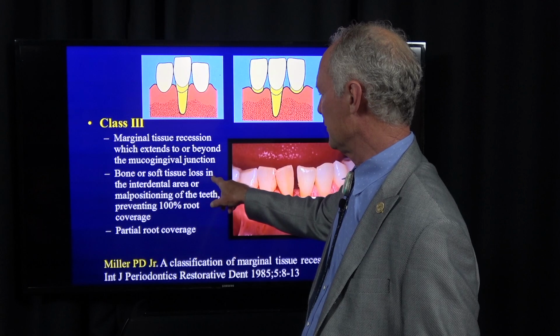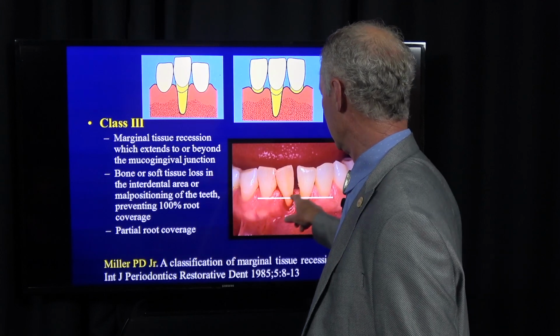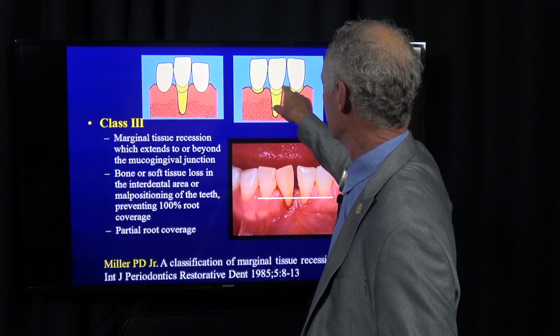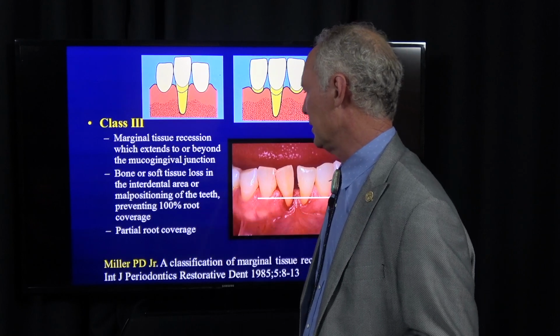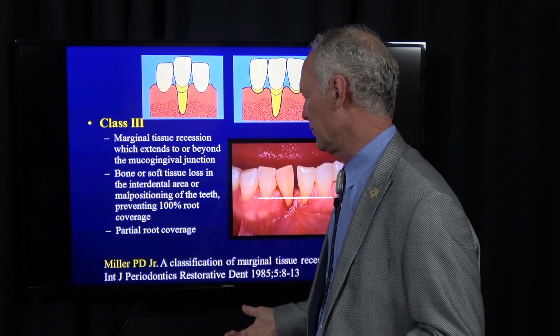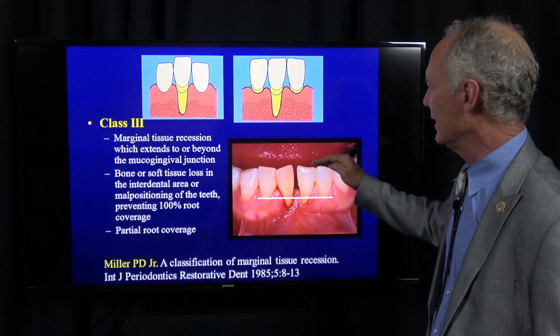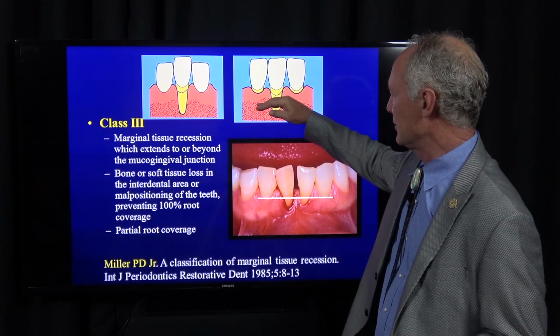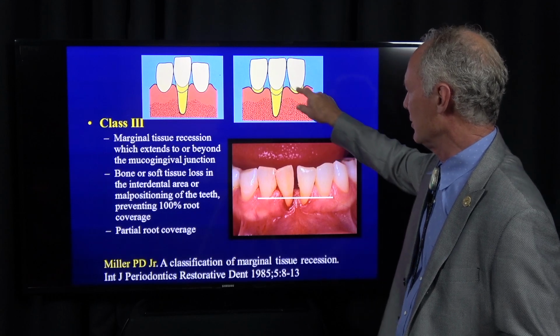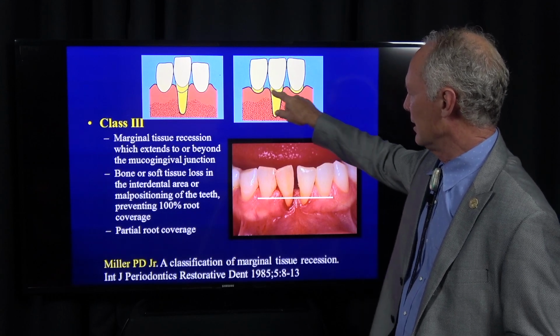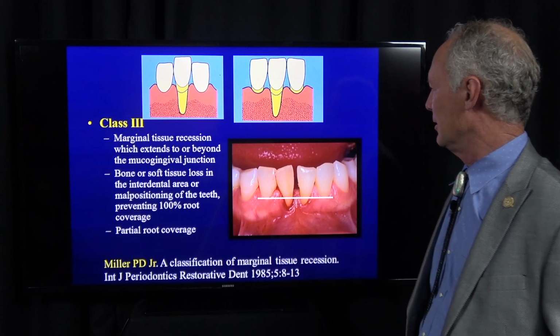Class 3, the marginal tissue recession which extends to or beyond the mucogingival junction. There's bone or soft tissue loss in the interdental area, in these areas, or malpositioning of the teeth preventing 100% root coverage. So in those cases, all you're going to get is some attached gingiva. You're not going to get root coverage up to the ideal position.